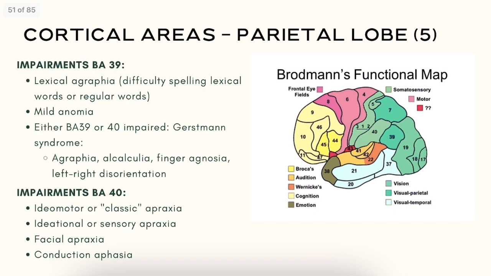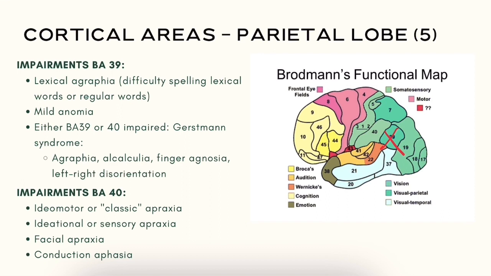So let's talk about what happens if we have impairments on our angular gyrus. Now, if we impair area 39, what will happen is that we can get agraphia, or lexical agraphia, which is a difficulty spelling lexical words or regular words. So lexical words are all the words here. That's a normal word, that's a normal word, area, good, bad, those are your lexical words.